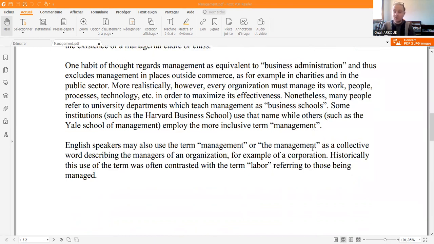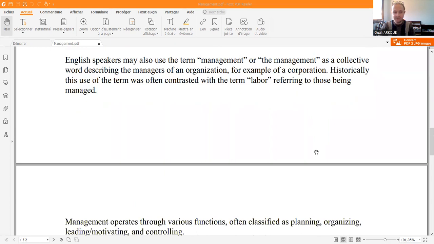English speakers may also use the term management as a collective word describing the managers of an organization, for example, a corporation or enterprise. Historically, this use of the term was often contrasted with the term labor. Management was used for the managers, and labor referred to those being managed. Managed by whom? By managers. If we use the term labor, this refers to workers, and management refers to managers.